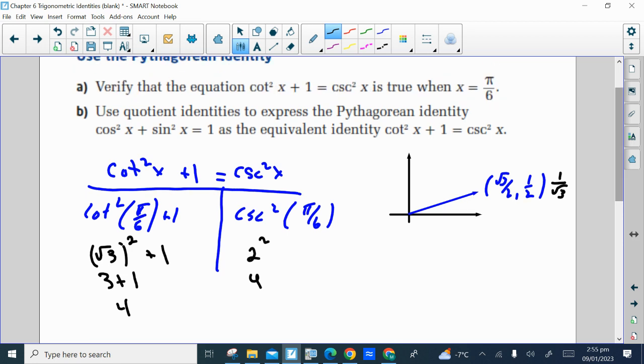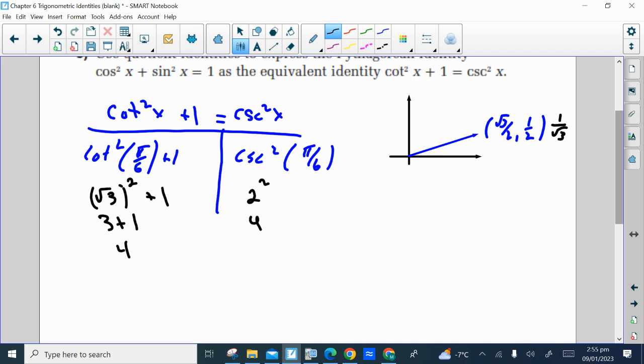But part B says use quotient identities to express the Pythagorean identity, which we just saw on the previous page, as an equivalent identity to cotan squared x plus 1 equals cosecant squared, the one we just worked with. So here's where this comes from. Start with the original Pythagorean identity. I realize that above it's written as the cos squared x first, sine squared x second, but it doesn't matter. The one that I've written down here is how it's written on the formula sheet.